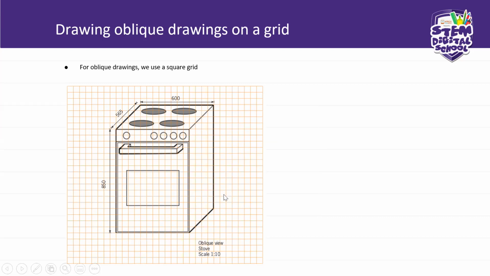Why do we say it's an oblique drawing? Because one dimension of the object is facing the reader, the whole dimension directly facing the reader, and the other dimensions are slanting at an angle. So we know that this is an oblique drawing.